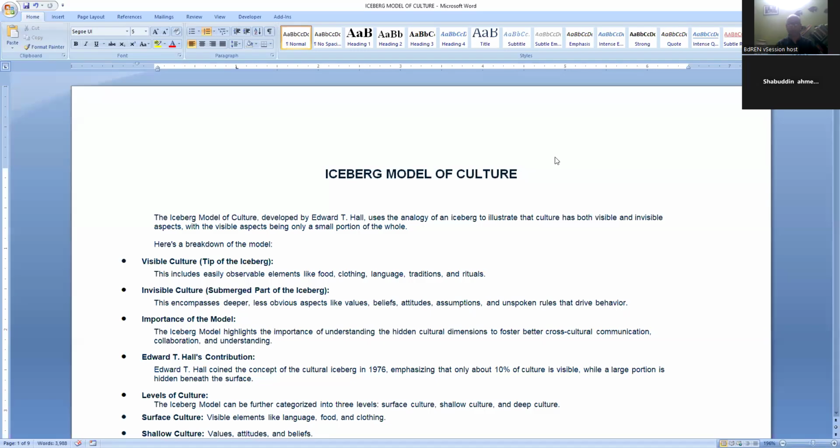So culture is both visible and invisible. It is just like hardware and software. Hardware is usually visible from outside, and the software is not visible because it is one kind of programming.